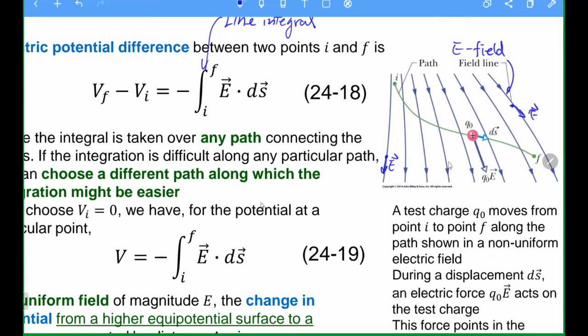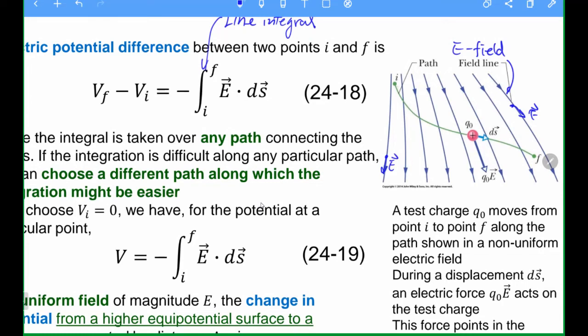Here we try to define a path, which might be an imaginary path. This is the initial point, this is the final point. Of course, this path does not have to be a straight line. It might be a curved line. In this case, we would like to do this line integral. So how do we calculate the line integral?